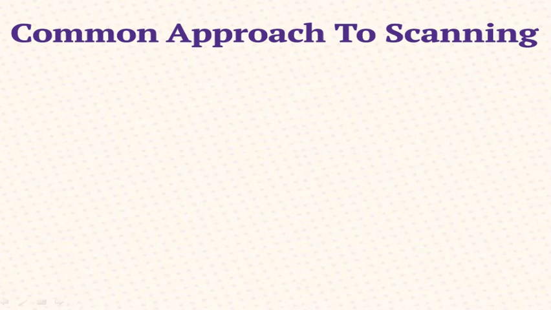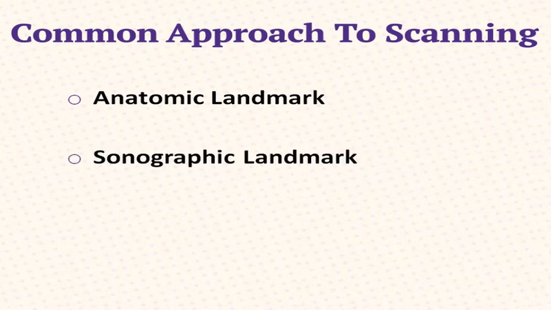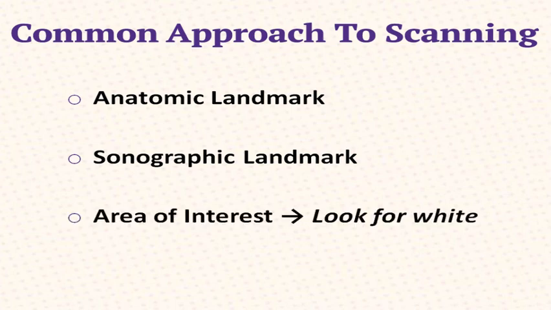As you will recall, there is a common approach that can be applied to scanning in all of the basic applications of point-of-care ultrasound. The anatomic landmarks are reminders of where to place the probe on the patient's body when beginning a study. The sonographic landmark is an identifiable structure on the screen that tells you are in the right location to begin looking for your area of interest. And of course, the area of interest is the target of the study, the area you're looking to evaluate for positive or negative findings. As a simplified reminder, when you begin scanning, in basic applications, the area of interest is always white, and it should be found before any interpretations are made about what you see on screen.